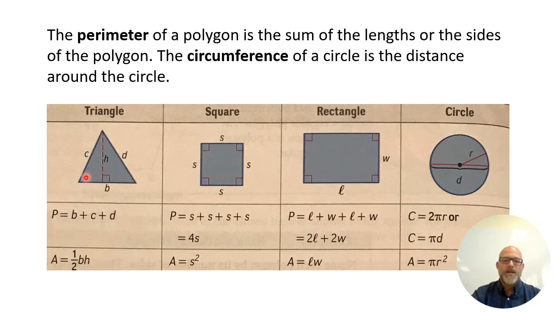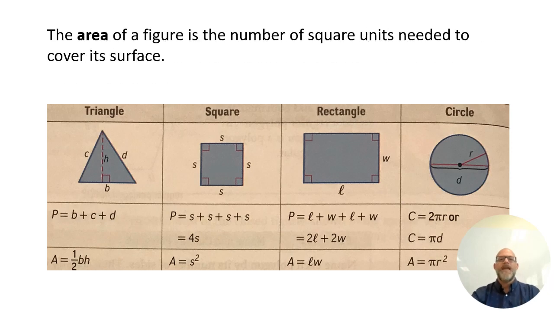Area of a triangle is 1/2 base times height. Square will be side times side or side squared. Rectangle, base times height or length times width. Area of a circle, pi times the radius squared. Very important to know what these things are. The area of a figure is the number of square units needed to cover the surface.